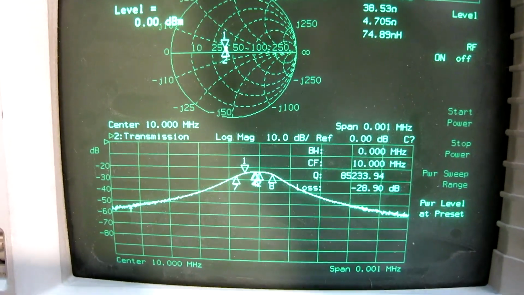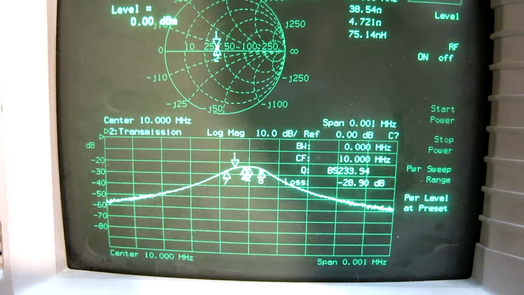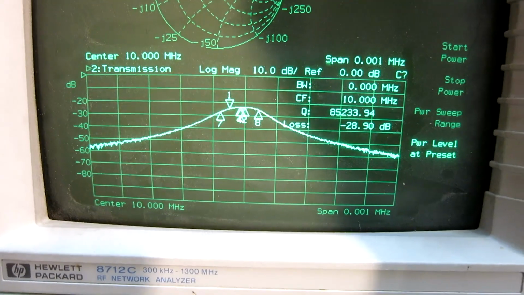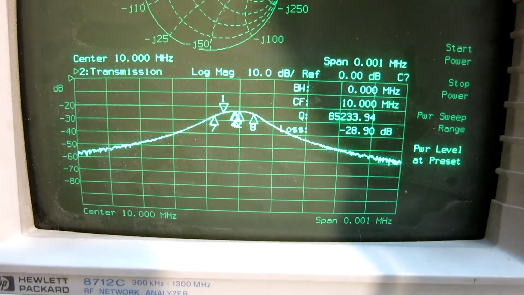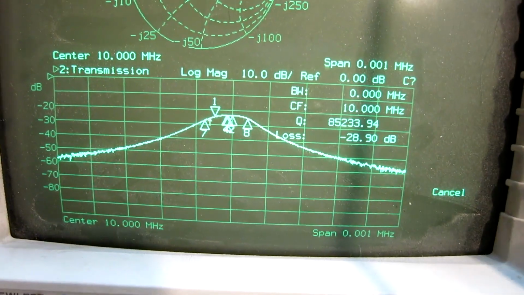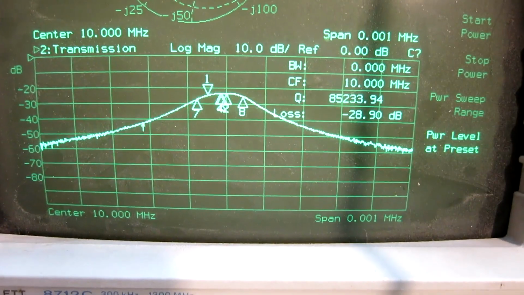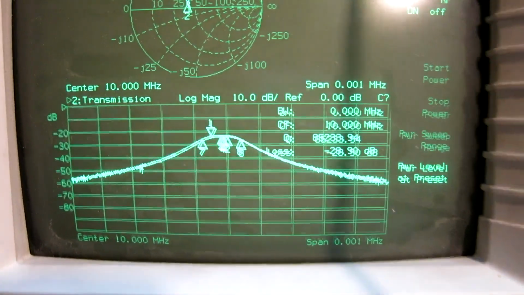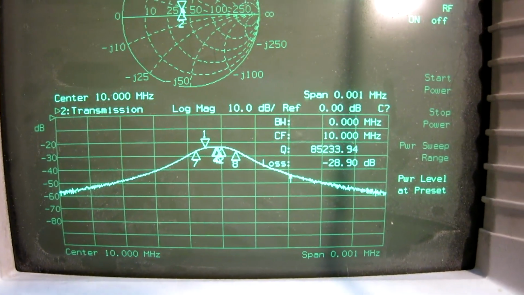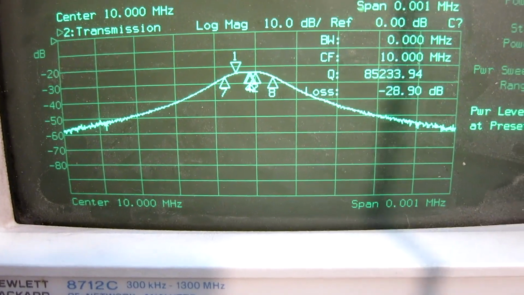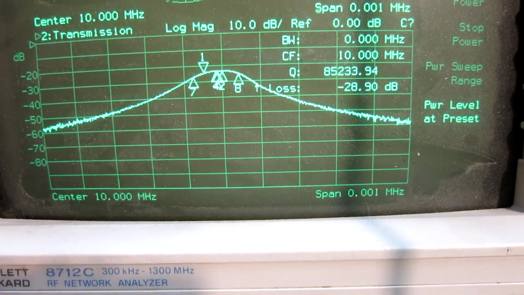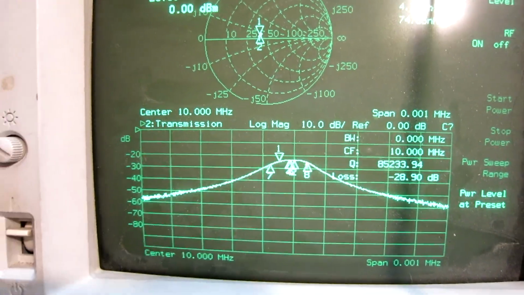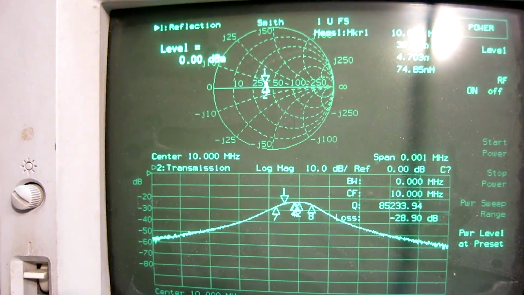I have added some amplification up to the point where I can see the curve change when I change the power. So I go down to minus 20. And you can see the curve here changed just a little. So I go back to 0. So I think this is about the maximum level that the crystals can handle.